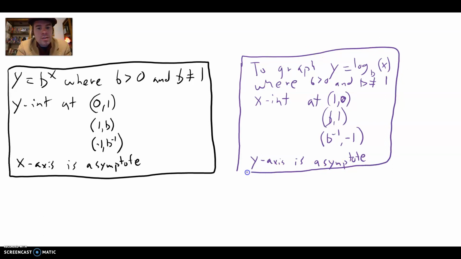Now, all of this is really only possible because exponentials and logarithms are one-to-one functions. If an exponential was not a one-to-one function, then it wouldn't have an inverse function, and we wouldn't have our definition of logarithm. But it is one-to-one. Our definition of logarithm is what it is, and so as a result, we can graph logarithms immediately if we know how to graph exponentials. So let's do a few examples of that.